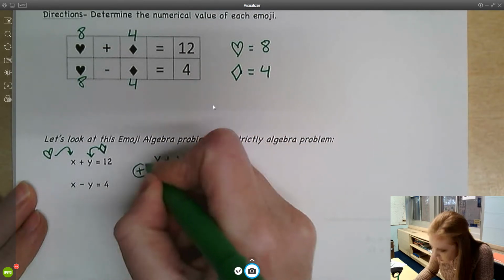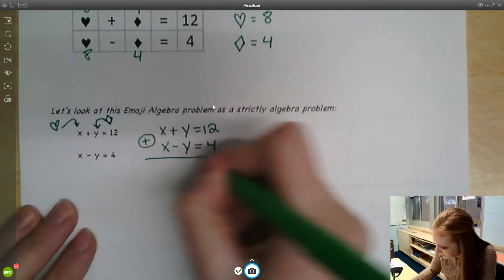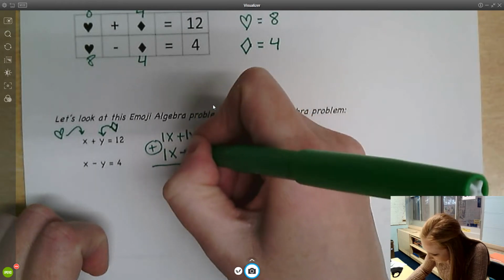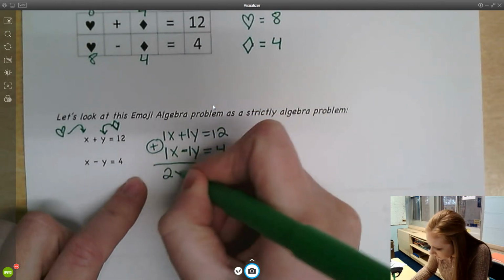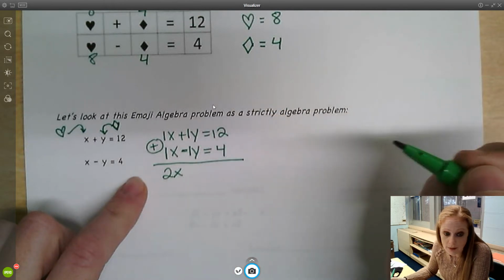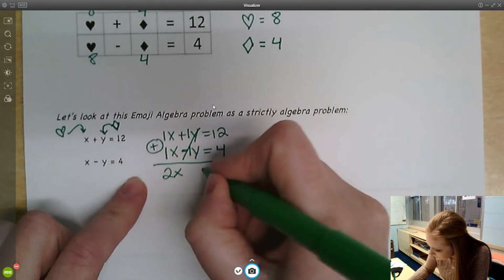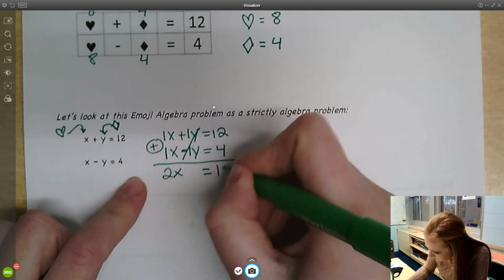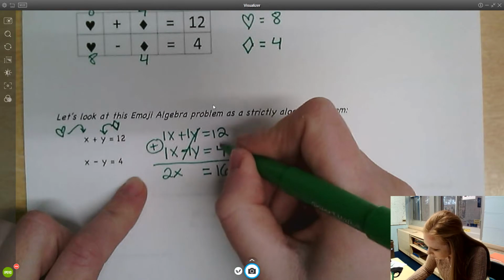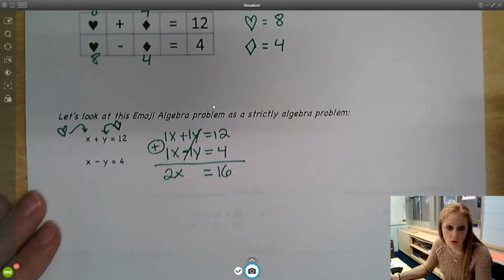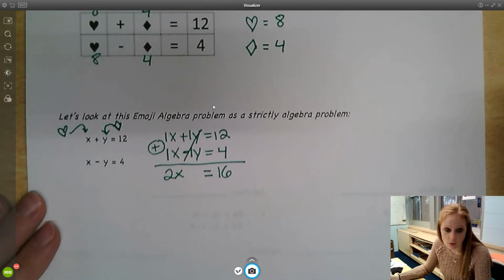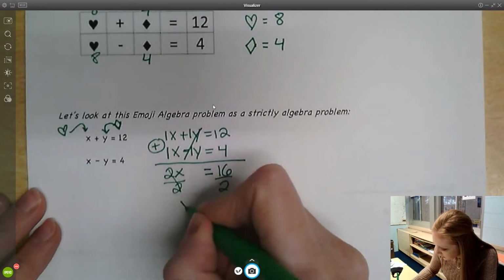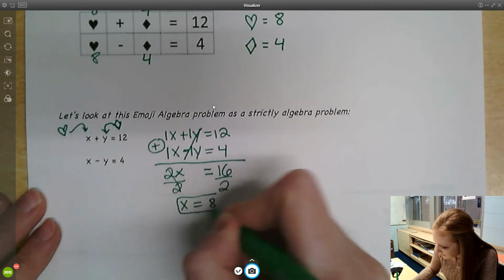So if we add these two equations together, this is 1x, 1y, and then negative 1y. 1x plus 1x is going to give you 2x, but this 1y minus 1y is going to cancel out and leave you with no y's. And then 12 plus 4 is 16. So then we can just solve this one-step equation. Divide by 2 on both sides, and we'll figure out that x is 8.